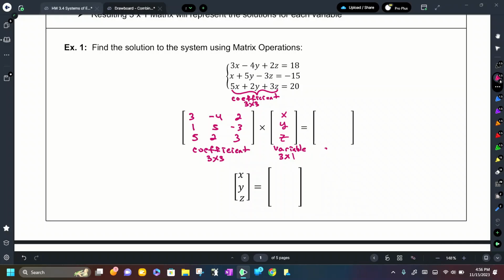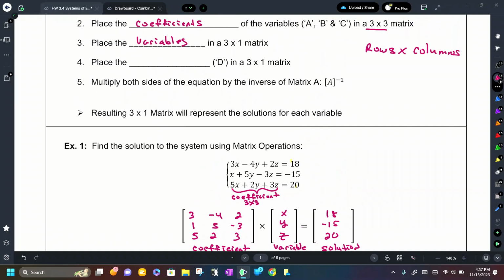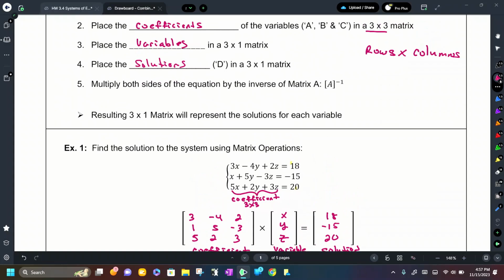The last thing that we have over here is what's called our solution matrix, and that is also going to be a 3 by 1 matrix. Our solution is just whatever this is equal to. So we're going to bring those numbers down: 18, negative 15, and 20. So we've set this whole thing up. This would be matrix D, a 3 by 1 matrix, with the solutions.